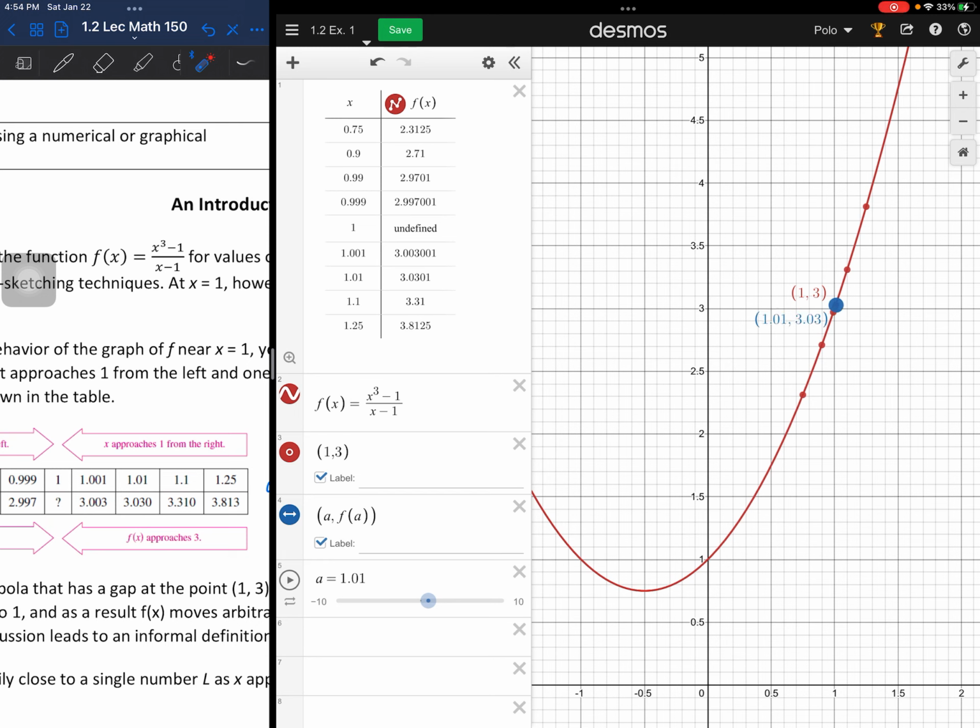So if you notice, from both directions, as my x value is getting close to 1, my y value is getting closer to 3. And that's it. That was the limit.